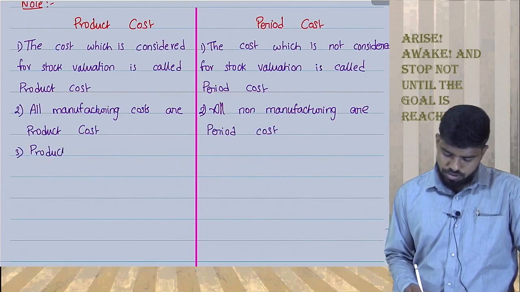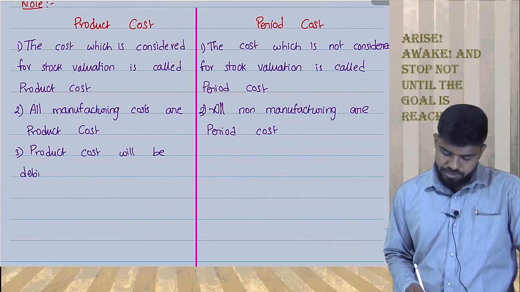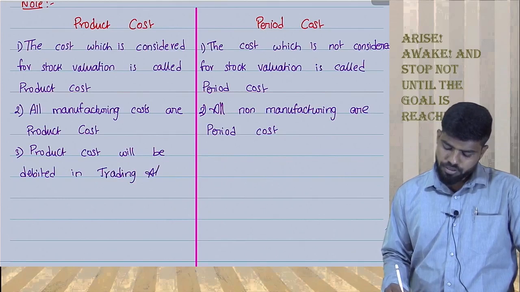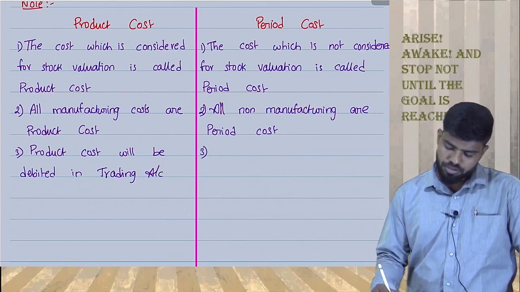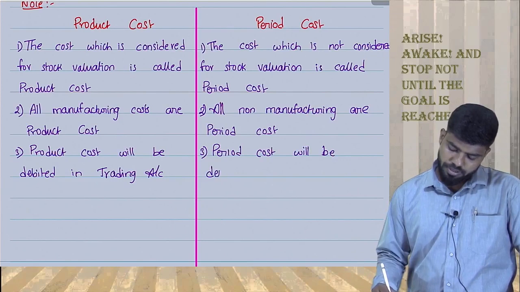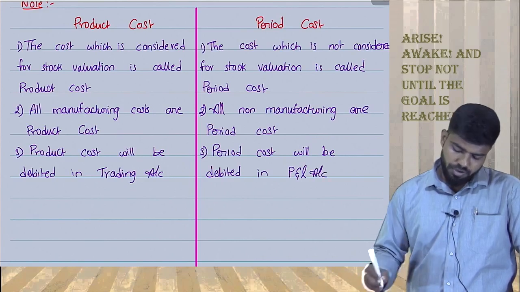Product cost will be debited in trading account. Period cost will be debited in P&L account.